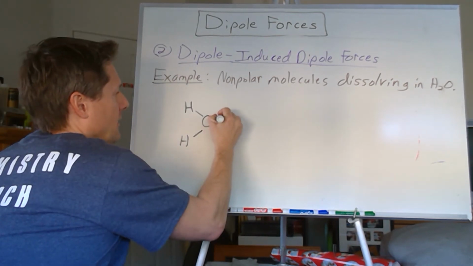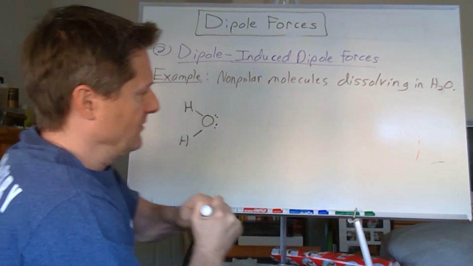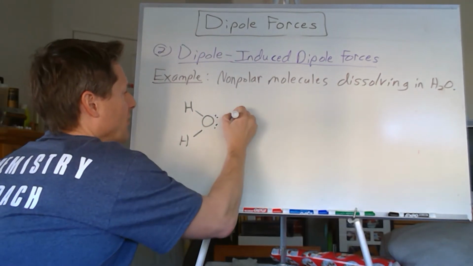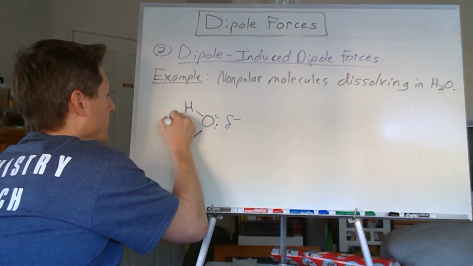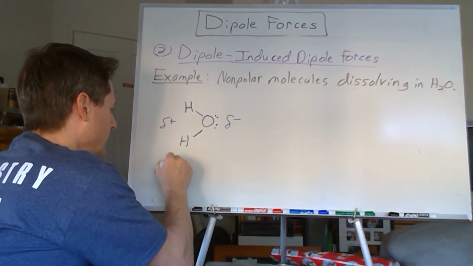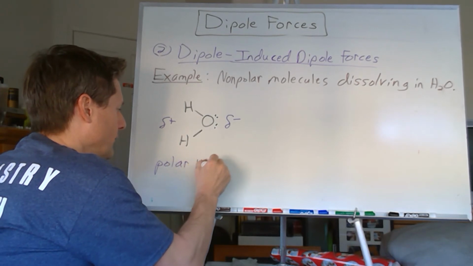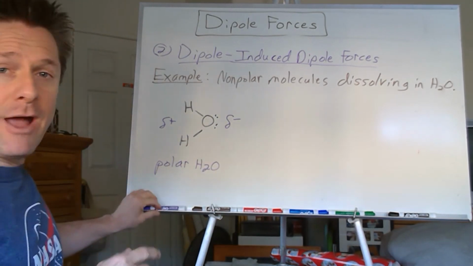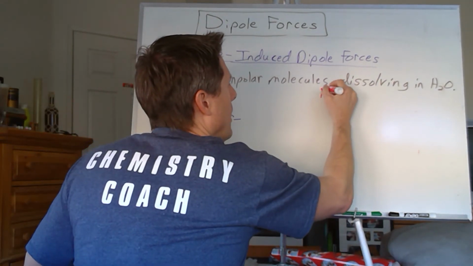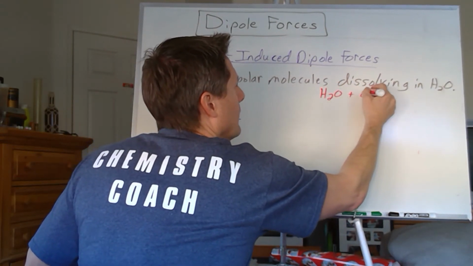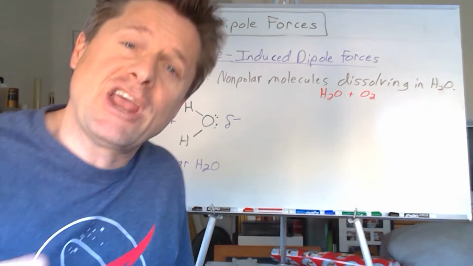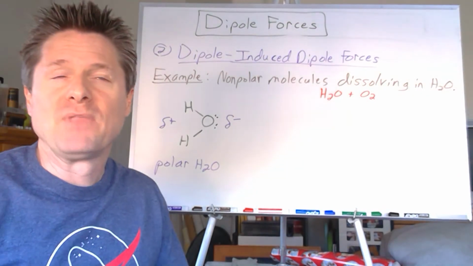Right, and you've got sort of a Vesper structure, like a rotated Vesper structure there. But you've got the partial negative here, partial positive there. So that's the polar molecule. And now let's say, for example, oxygen. Right? So let's do water plus oxygen. Now, you've learned before that like dissolves like. That's a general rule for solubility.